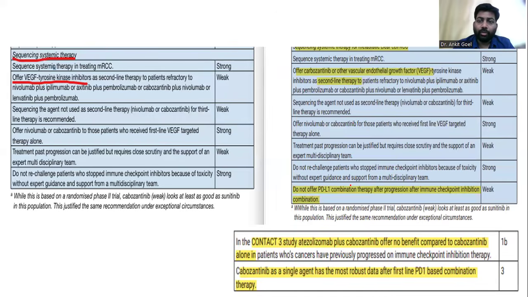This is the reason they don't recommend a combination therapy in the second line, because of the CONTACT-03 study, where they found that if you use a combination of atezolizumab with cabozantinib, there is no benefit compared to cabozantinib alone. That is why we prefer cabozantinib alone rather than a combination with an IO. IO means atezolizumab in this case. So this is important for us to remember. This was not there in 2023. It has been added in 2024.